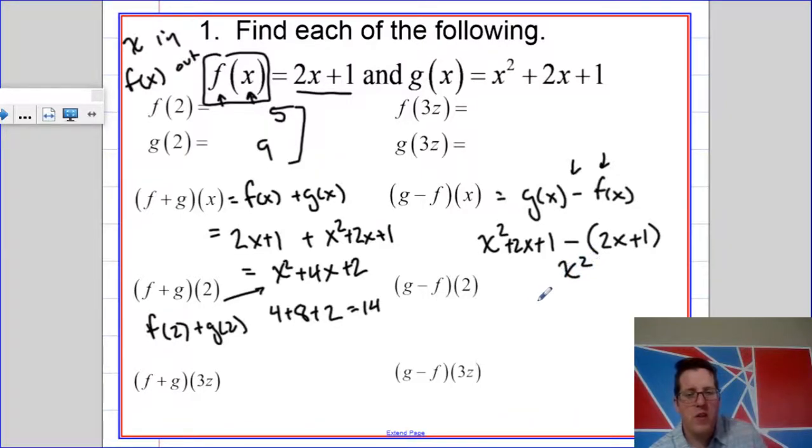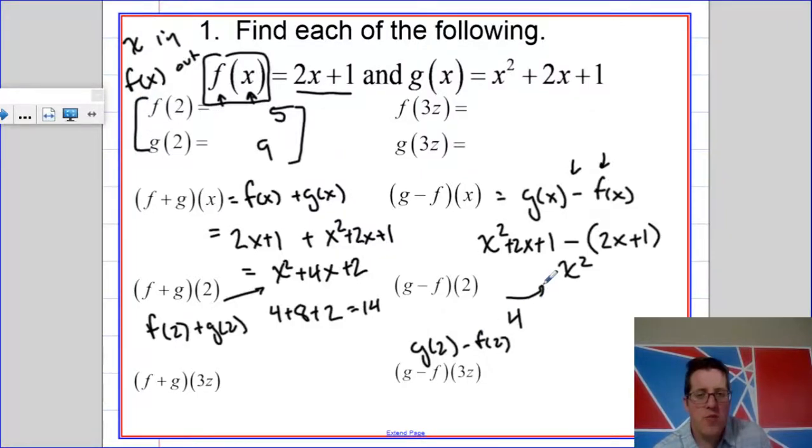So if we plug in 2 to that, we just get 4, which is the exact same thing as g of 2 minus f of 2 from here. So finding the formula and then plugging in a number is the same thing as plugging in the number for each and then doing the math. Okay, pause, rewind, watch that again, see if you have any questions. Okay, we're back.